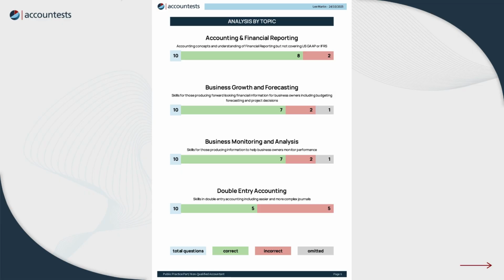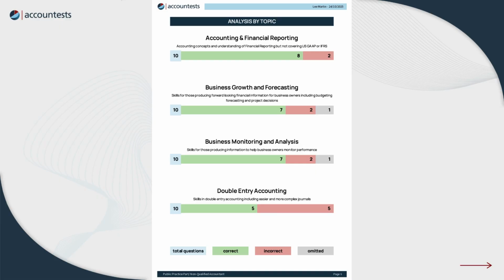The topics we cover are accounting and financial reporting, so that's looking at the reporting of financial information, but not including any specific questions around accounting standards, so no US GAAP, no IFRS. Business growth and forecasting is looking at budgeting and forecasting, so forward-looking information. Business monitoring and analysis is monitoring existing performance.